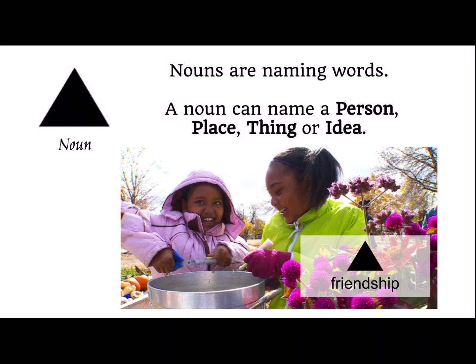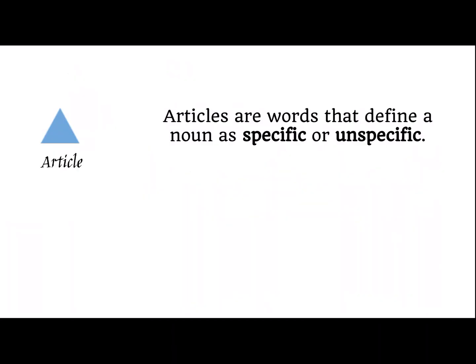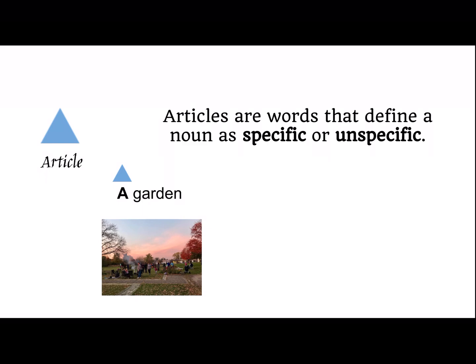Another part of speech that we are going to look at is an article. An article is a word that defines a noun as specific or unspecific. Let's take a look at what that means. A garden. That would be unspecific. It could be any garden. It's just a garden. That does happen to be the J.J. Hill Garden.